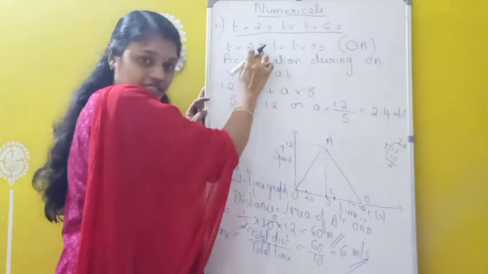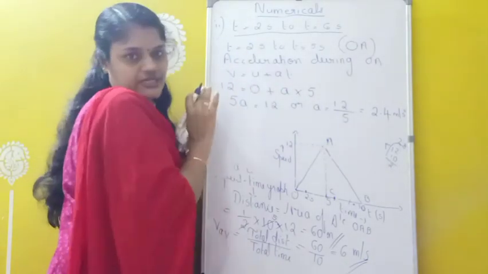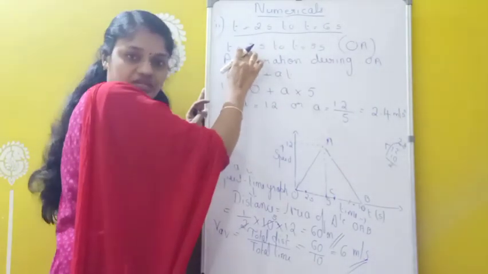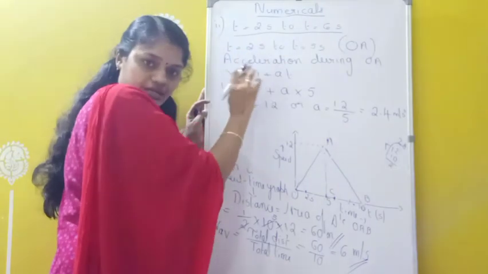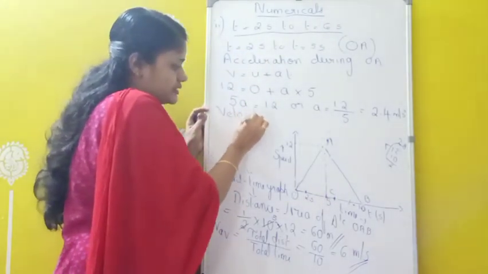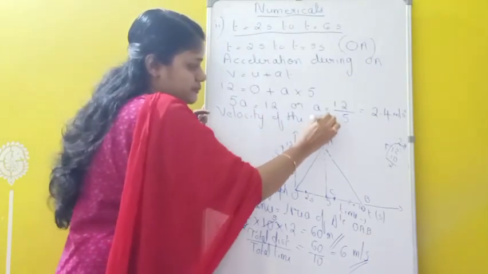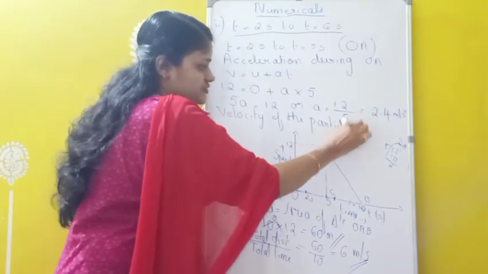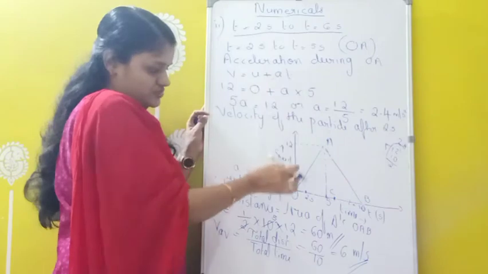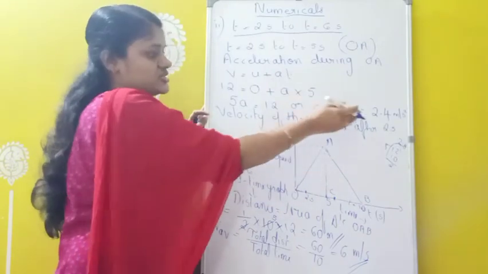So from 2 seconds, first of all we have to find the velocity of the particle after 2 seconds, because the starting time is 2 seconds only. So we have to find the velocity of the particle after 2 seconds. Acceleration we found out for the OA journey. Fully the acceleration is the same, uniform acceleration. How much? 2.4.